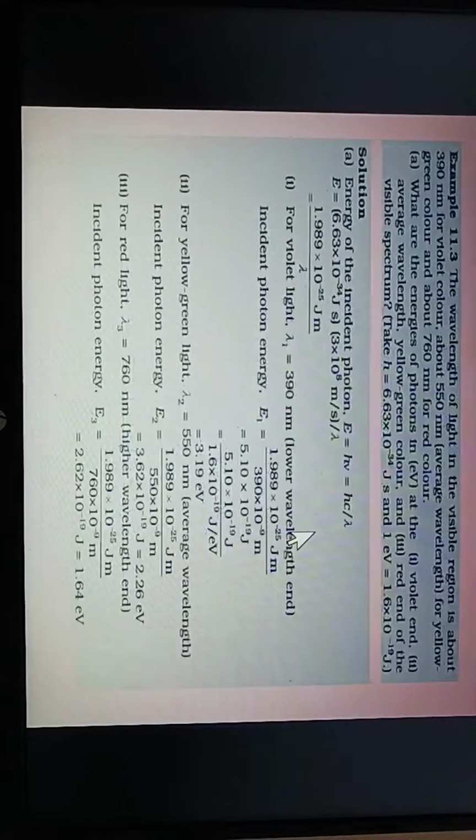Important result: the V0 versus nu curve is a straight line. The slope is independent of the nature of the material. This slope helps you find the Planck's constant value. Understood, sir. Okay. You do it and show me this. That's all. If problems are there, then we will do it later.